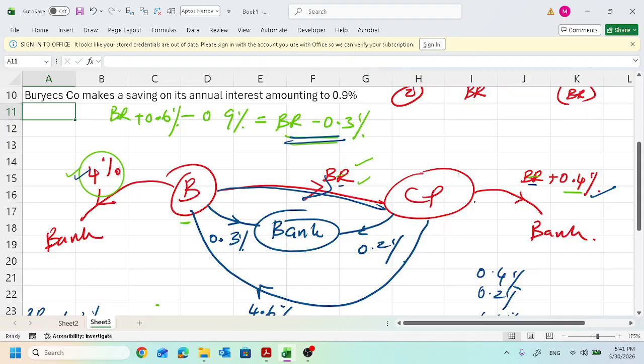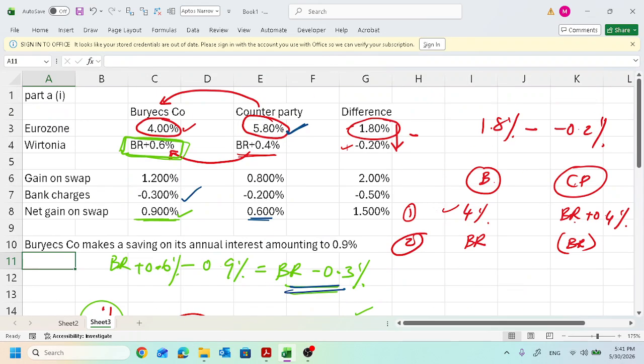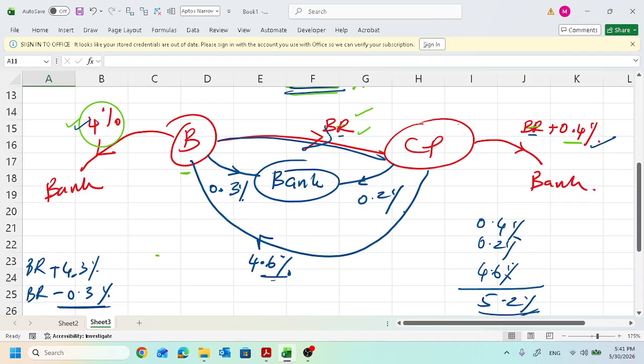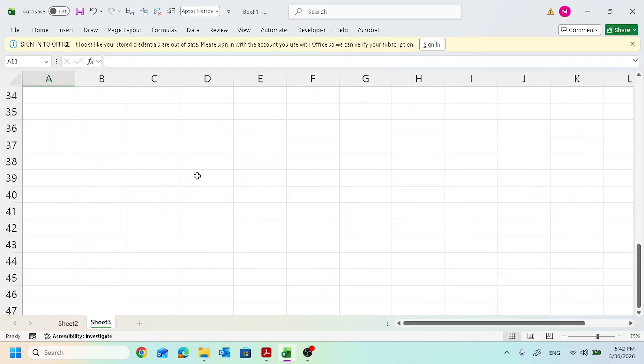Easy if you go with counterparty. Counterparty 5.8, we say saving 0.6, so 5.2 must be their net cost. Now check here. BR cancelled. 0.4 is here, 0.2 is here. They have only 0.6, so I put another 4.6. 0.6 and 4.6 makes it 5.2. Their net borrowing 4.6. So if they ask what are the steps here, this is what you're going to say.